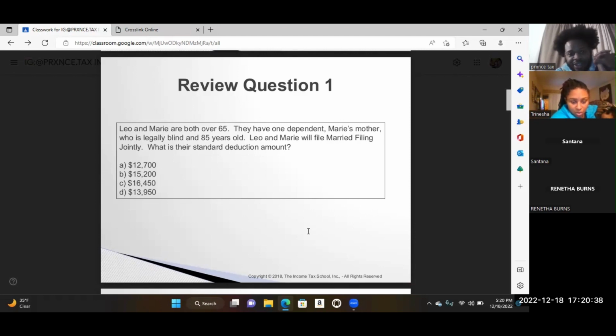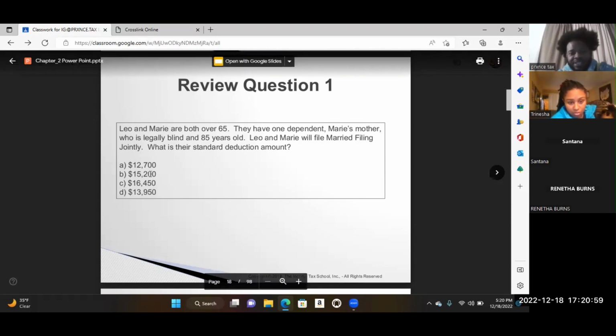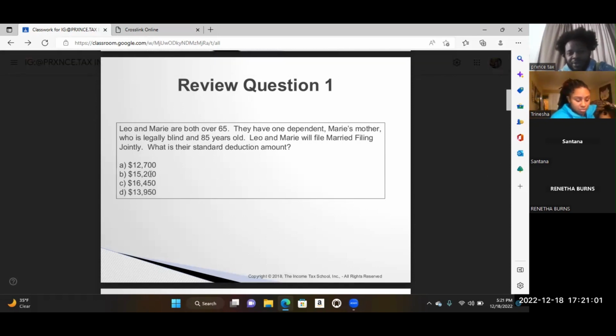All right, Leo and Maria are both over the age of 65. They have one dependent, Maria's mother, who is legally blind and 85 years old. And Leo and Maria will file married filing jointly. What is their standard deduction amount? Okay, I'm not going to go over the number part. I'm not going to discuss A, B, C, D. We're not really worried about that.